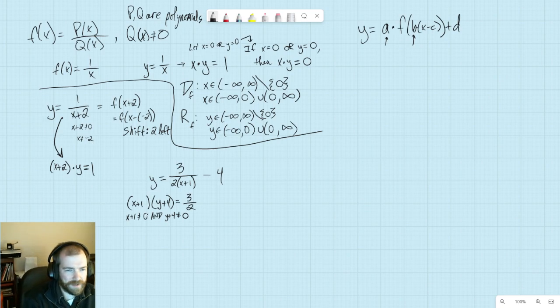Yep. And you're using logical conjunctions here. So, the Boolean and is going to help us understand that, okay, these are both going to be asymptotes for this thing. We have to have that x can't be negative 1 and also y can't be negative 4.